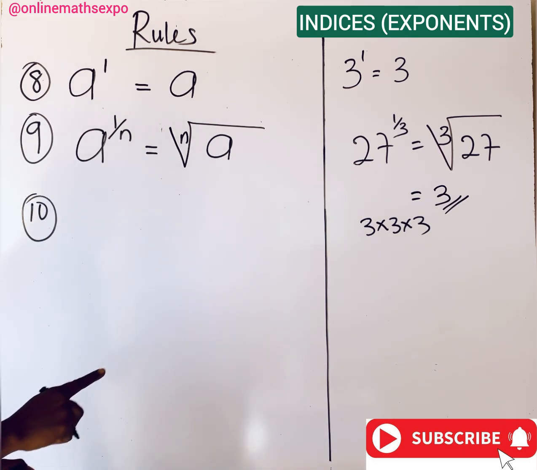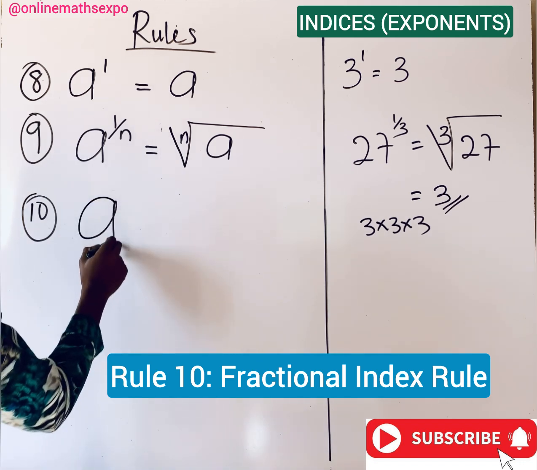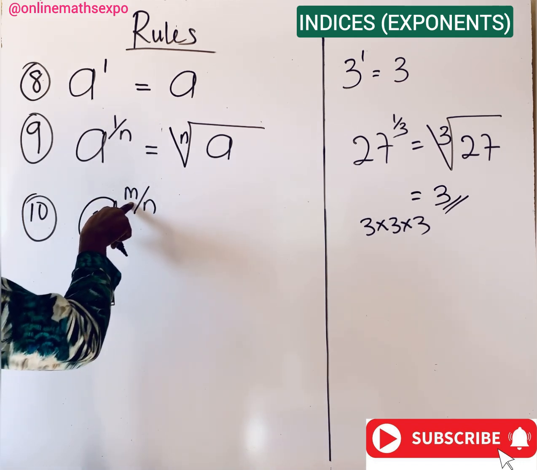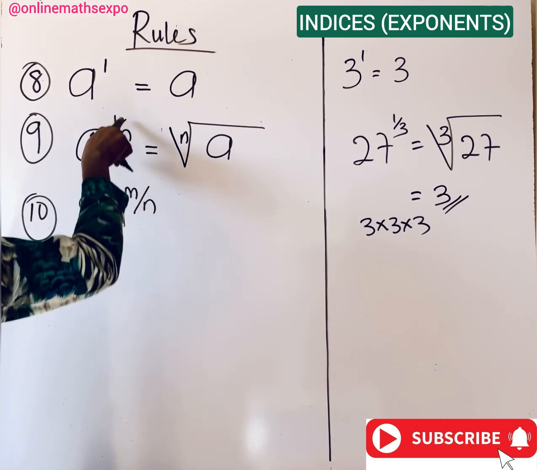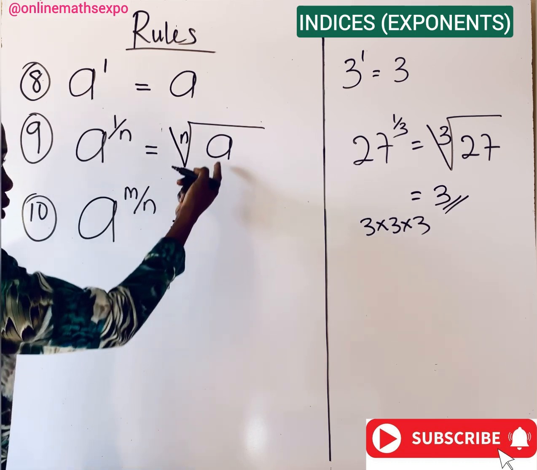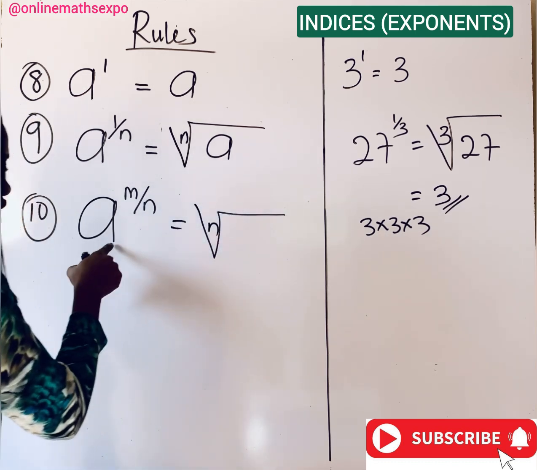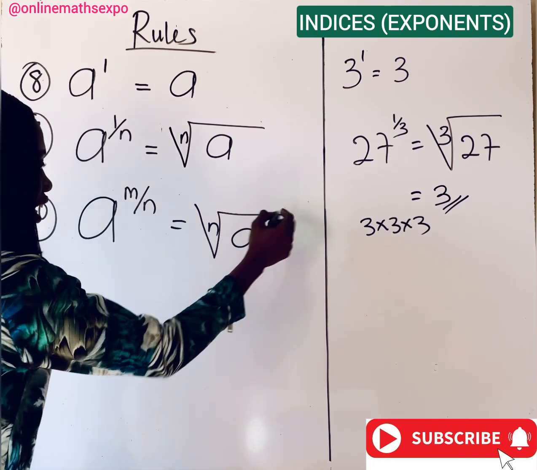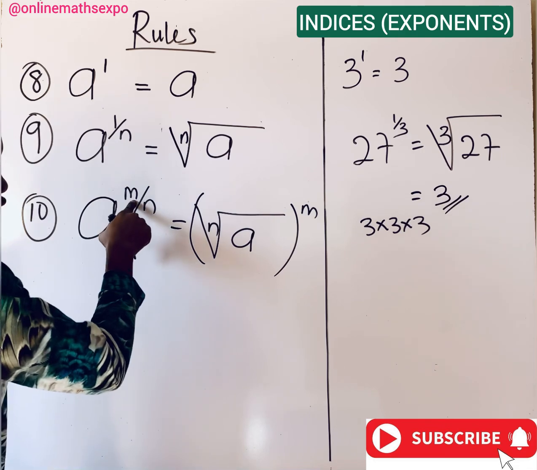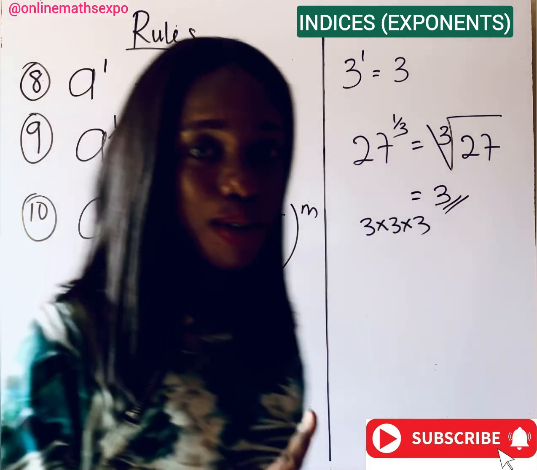Still on this fractional exponent rule or index, we have A raised to power m over n. Observe that what we have at the numerator is no longer 1, it is now another value. So when you have it, just obey the same rule: use this n to form the root, and you put this A inside, and then at this point, you can raise it to the power of this m, because m is not 1. I hope it's clear. So let's take an example on that.